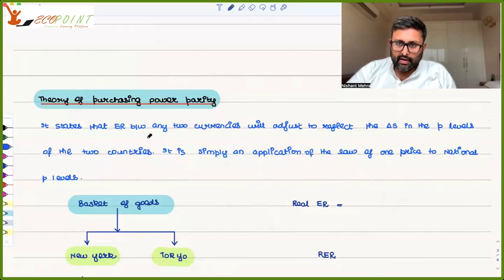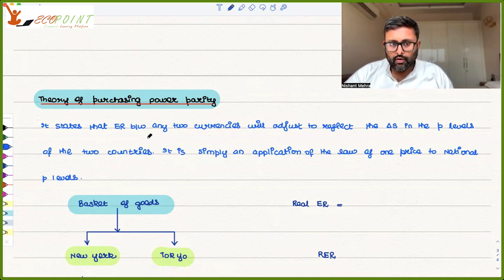Theory of purchasing power parity. So this is also an application of the law of one price to the national price level, which you did yesterday. So what is this telling you? There will be prices of goods in both the countries. Suppose there is my country and your country, and there will be prices of goods.